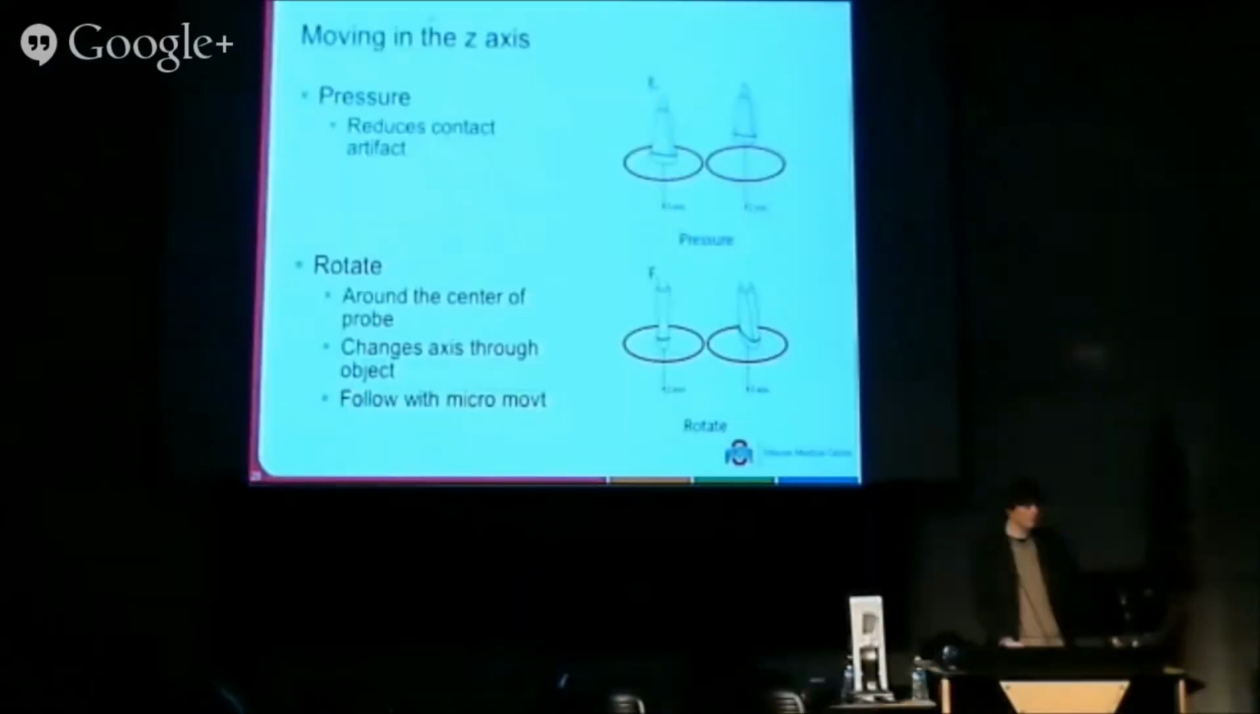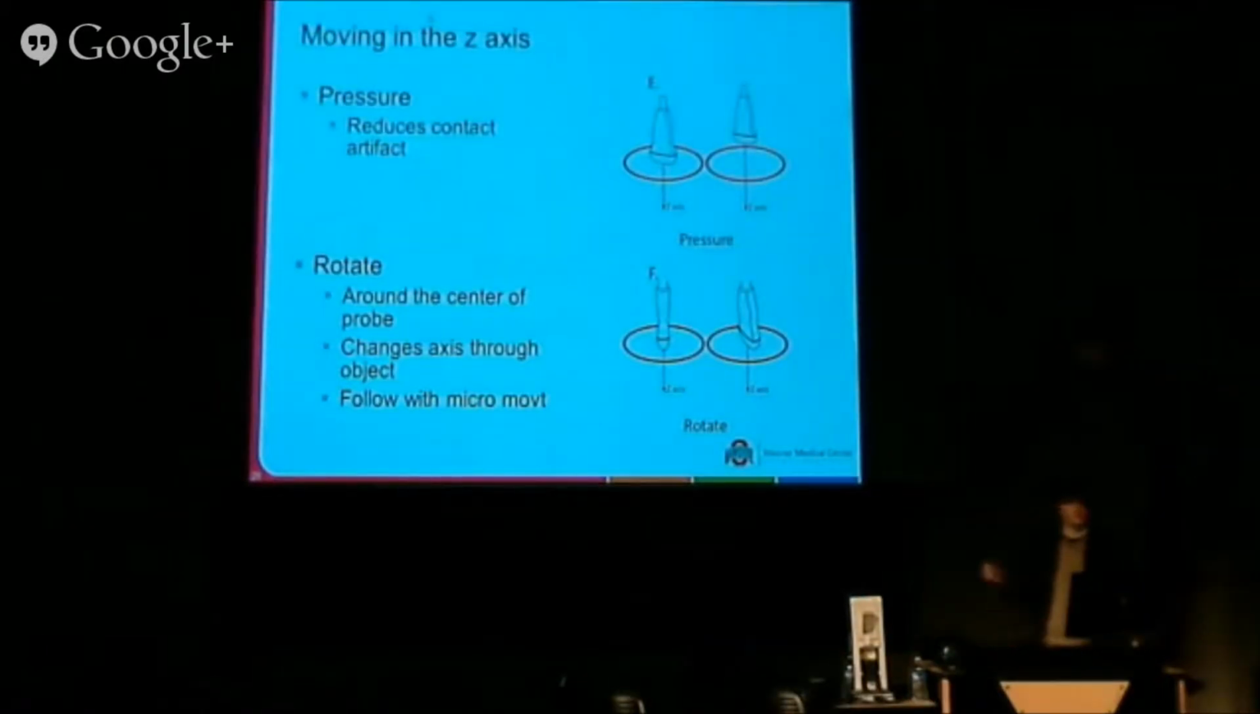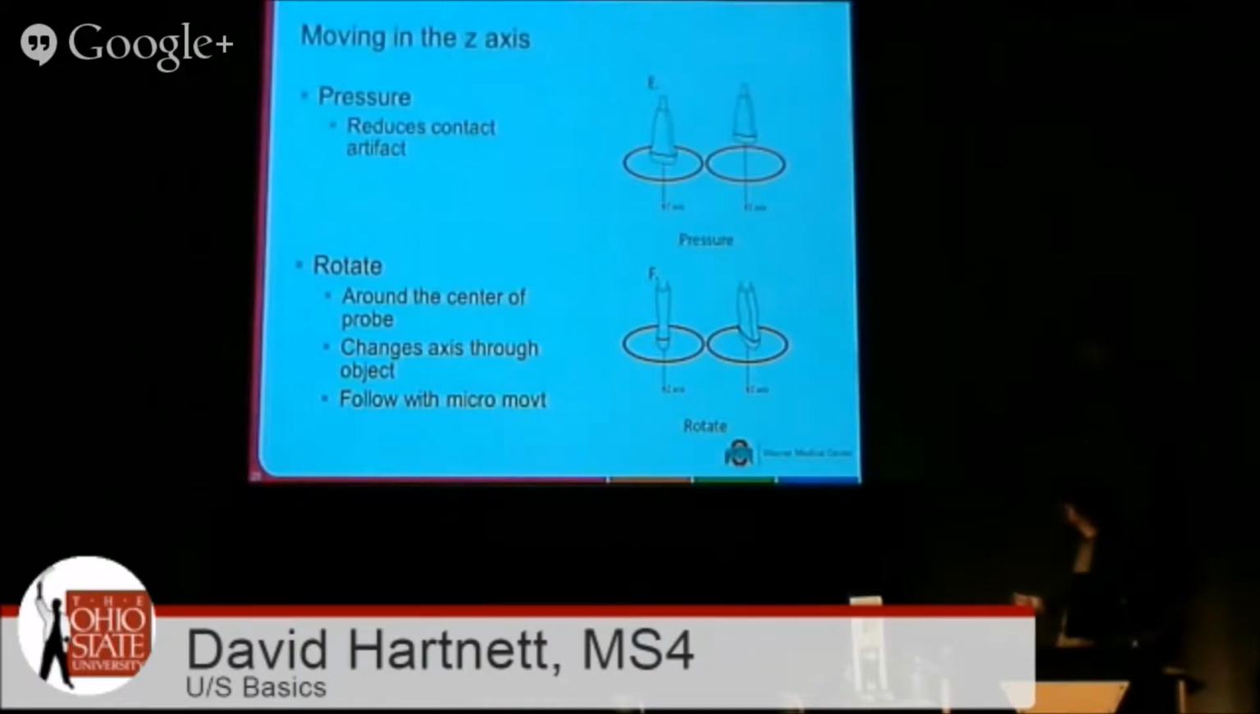And finally, movements around the z-axis. So if we call the center of the probe the z-axis, the line going right through, we can increase the pressure moving down along the z-axis, which would produce a contact artifact of the skin. Because again, the ultrasound beams will not travel through air. So if there's any air between the ultrasound probe and the skin, you're not going to be able to see anything behind it. We can also rotate around the center of the probe. And this is going to change our axis through the object.